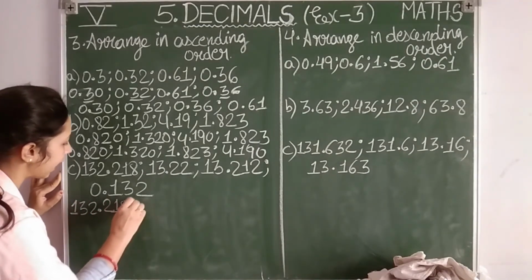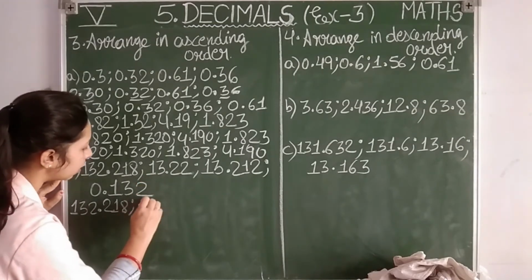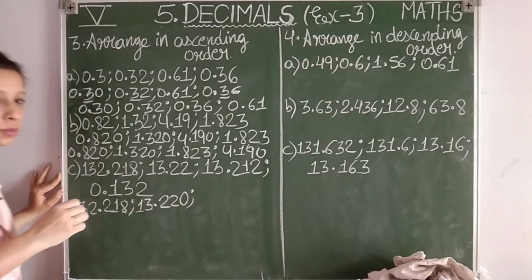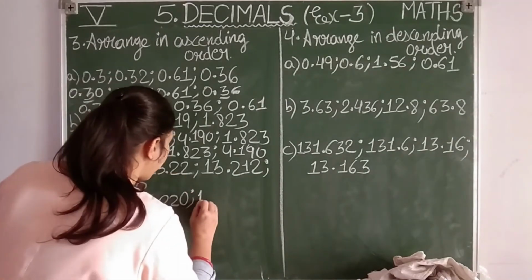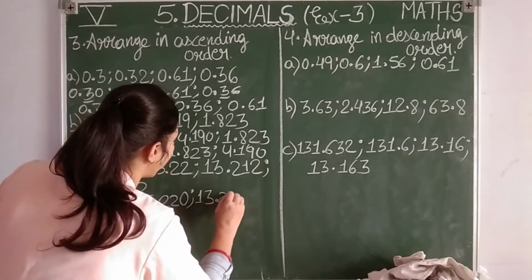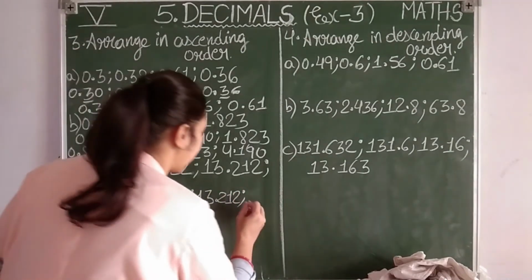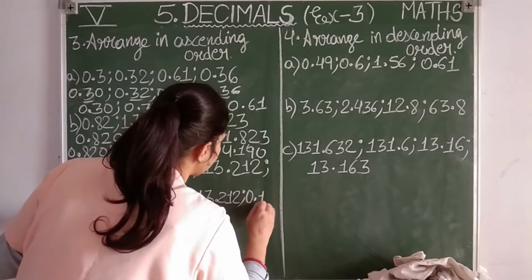132.218, then 13.22. Only up to hundreds places there. That's why I'll put thousands place 0. Then again 13.212 already written with thousands place. Then 0.132 is again with thousands place.